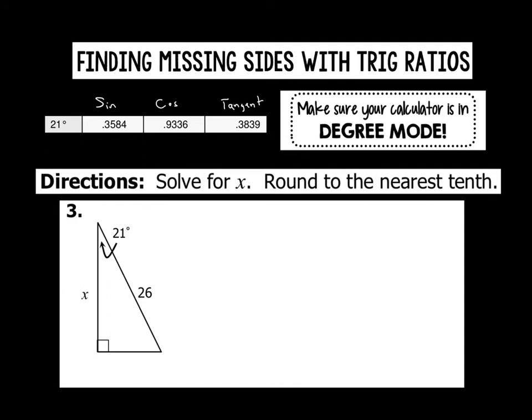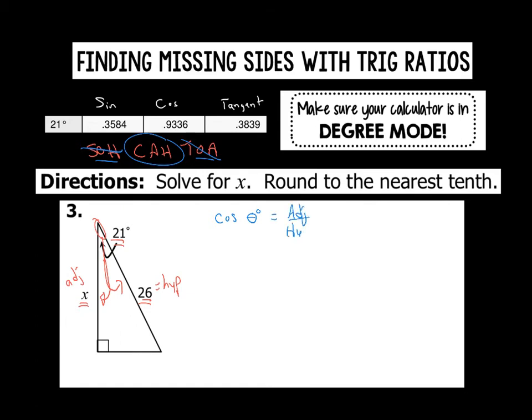For number 3, I'm given a 21 degree angle measurement. I'm given a side length of 26, and I'm given the variable x. So what side is this 26 with respect to this acute angle? This is the hypotenuse. What side is x with respect to the 21 degree angle? This is the adjacent side. So I look for my connections in my SOHCAHTOA model. Opposite and hypotenuse? Nope. Opposite and adjacent? Nope. Adjacent and hypotenuse? Yes. Cosine. Cosine of some angle, theta, is going to be equal to the adjacent side divided by the hypotenuse.